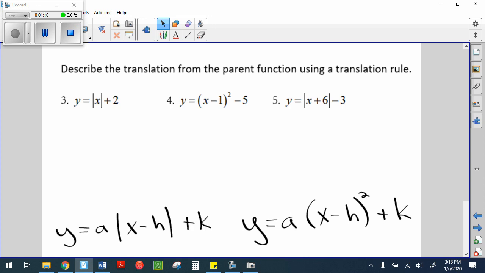Okay, describe the translation from the parent function using a translation rule. So this +2 outside the absolute value says that you're going to take that parent function, y equals absolute value of x, and you're going to add 2 to all the y values. So that's going to cause my graph to shift up 2. Okay, I'm going to pull up Desmos and show you what that looks like.